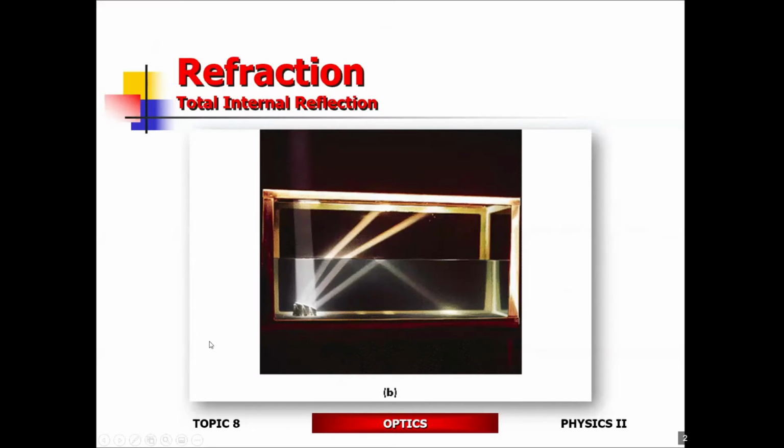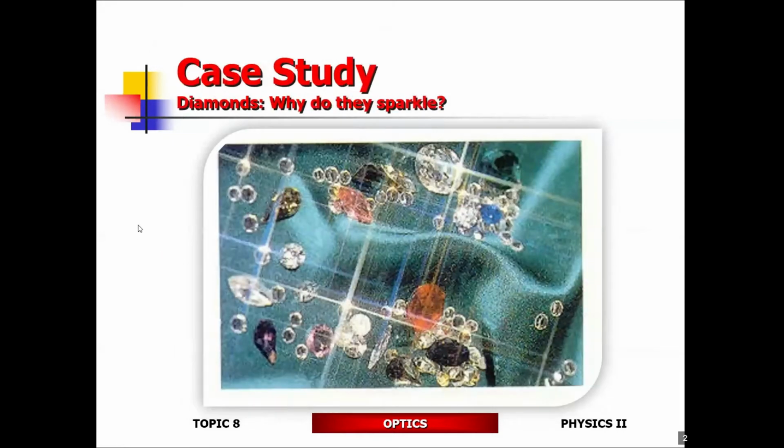It's kind of neat. I like this picture. They have some kind of a light source here. Notice that this is smaller than the critical angle, so it's going to escape. And this one is larger than the critical angle, so this actually gets internally reflected.